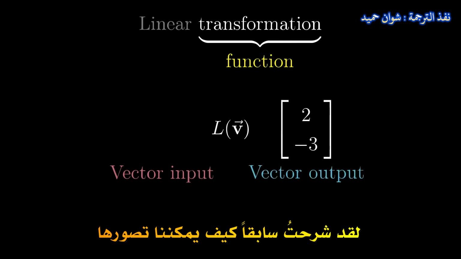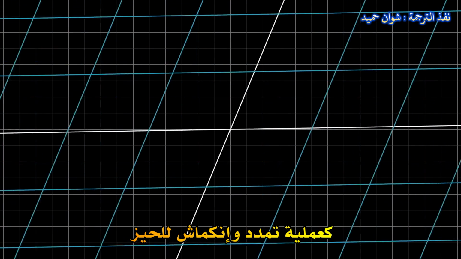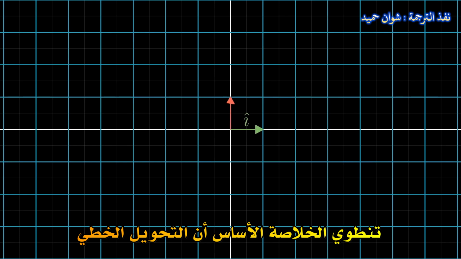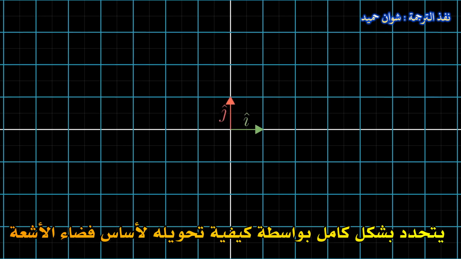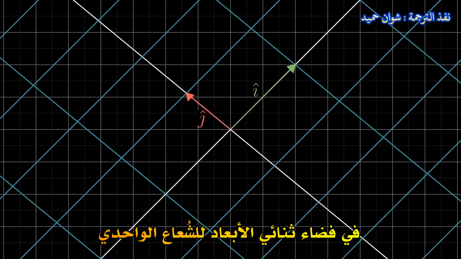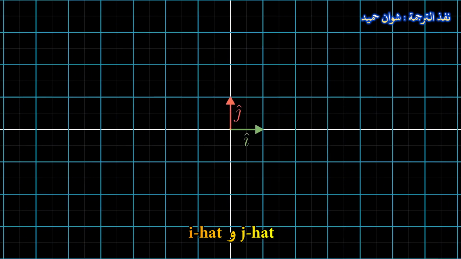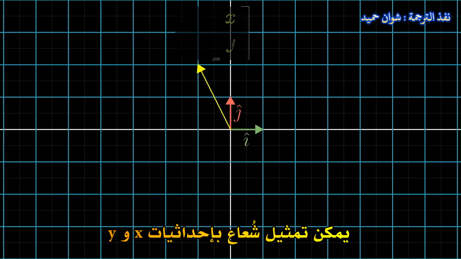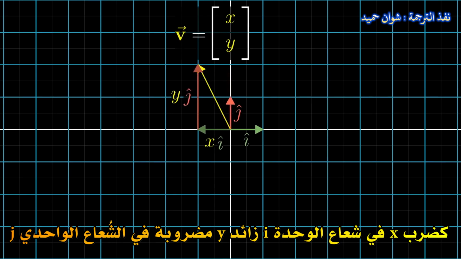But I showed last time how we can think about them visually as smooshing around space in such a way that grid lines stay parallel and evenly spaced, and so that the origin remains fixed. The key takeaway was that a linear transformation is completely determined by where it takes the basis vectors of the space, which for two dimensions means i hat and j hat. This is because any other vector could be described as a linear combination of those basis vectors. A vector with coordinates x, y is x times i hat plus y times j hat.